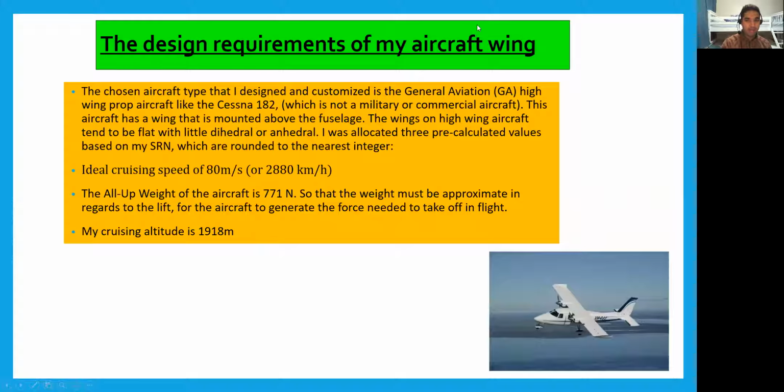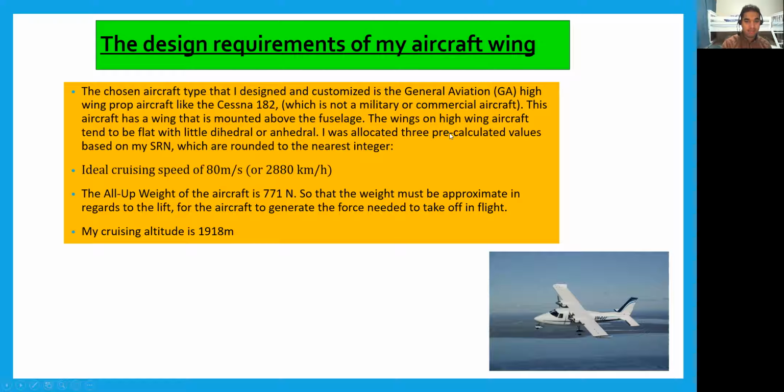The design requirements of my aircraft wing. The chosen aircraft type that I designed and customized is the GA high wing prop, like the Cessna 182. This aircraft has a wing that is mounted above the fuselage. The wings on high wing aircraft tend to be flat with little dihedral or anhedral.